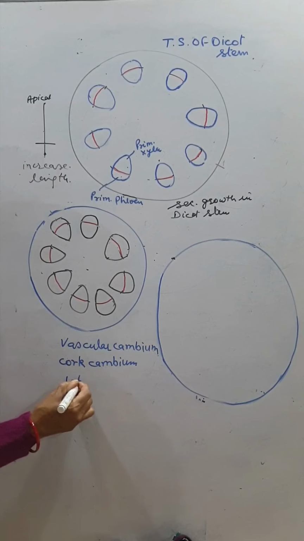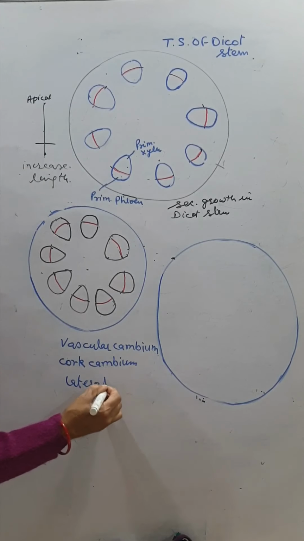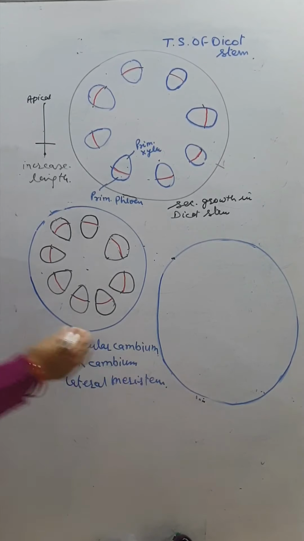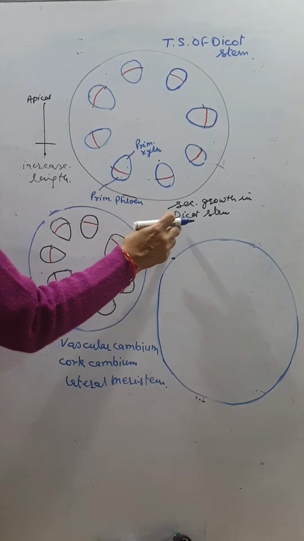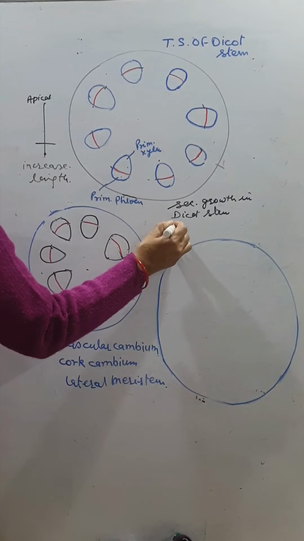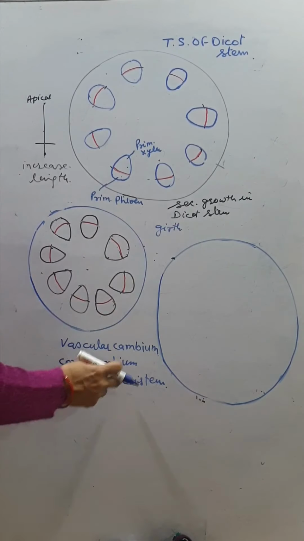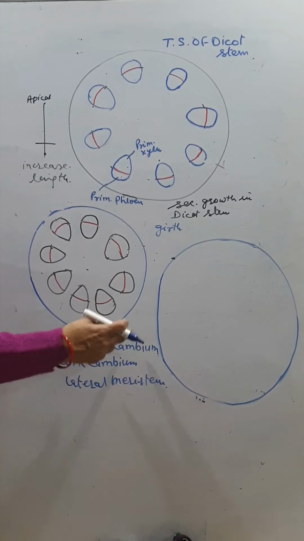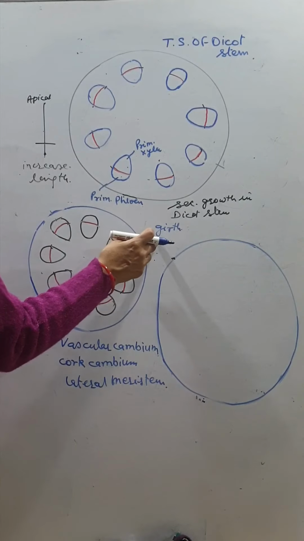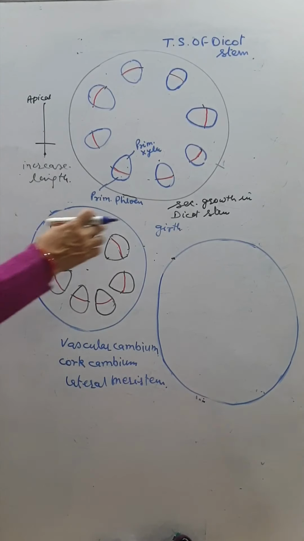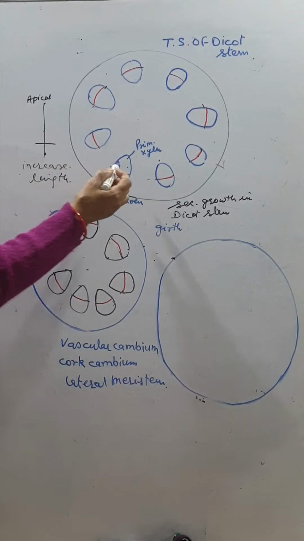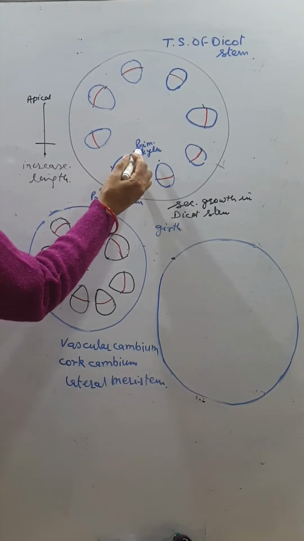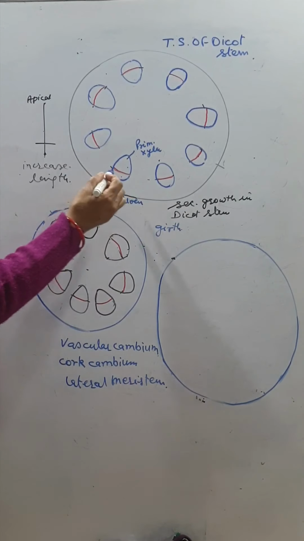and lateral meristem, responsible for the girth, to increase the girth of the plant. Girth or diameter is due to the secondary tissues. The secondary tissues increase the diameter of the plant, that is, the girth of the plant. I discussed previously, in the last video, the primary xylem and primary phloem.